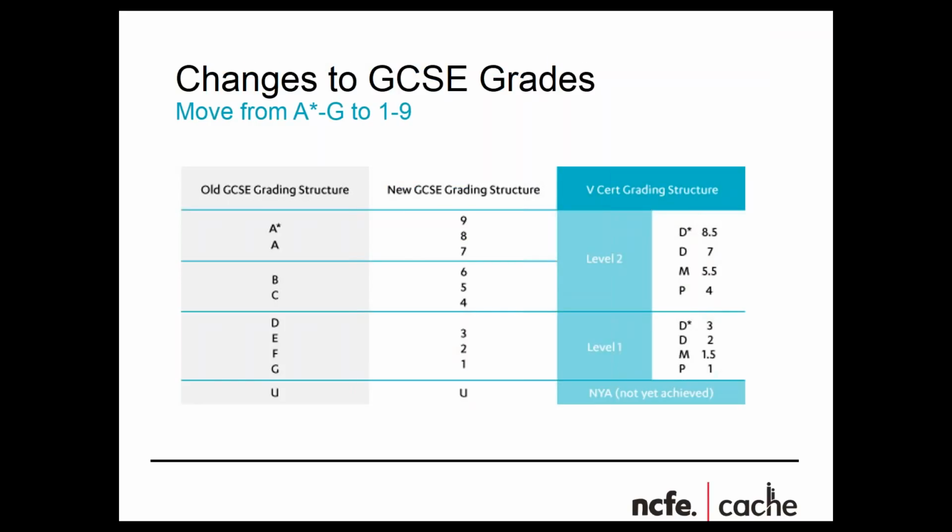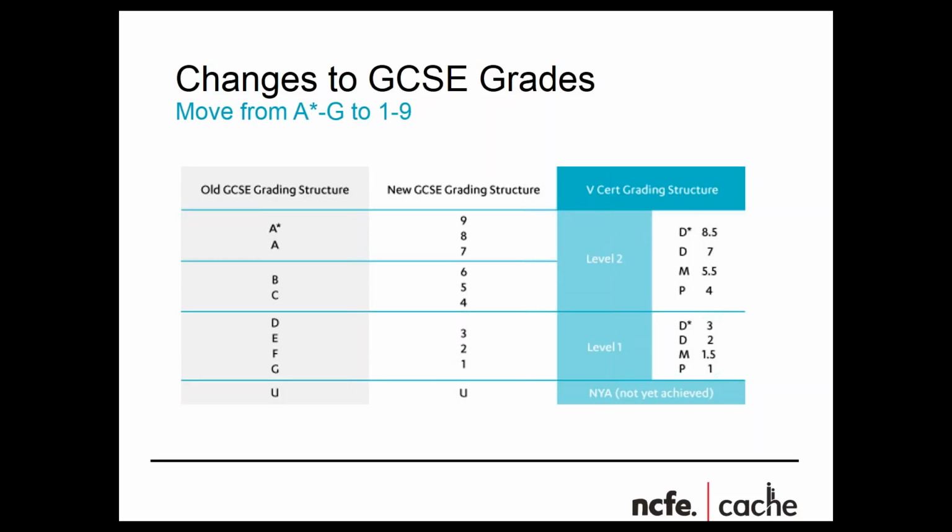Okay, changes to the GCSE grades. Again, you'll all be familiar with this change in the grading structure. This chart here shows how the V Certs grading structure aligns with the new GCSE grading structure. It applies across all the qualifications in the DFE performance tables. So our quals will remain unchanged in terms of pass, merit and distinction, or distinction star, and that's across level 1 and level 2.